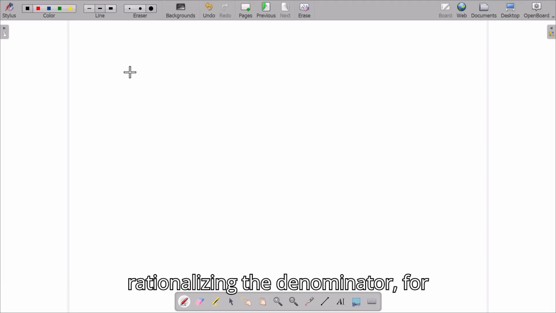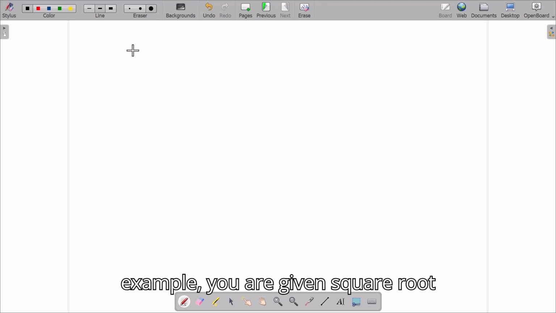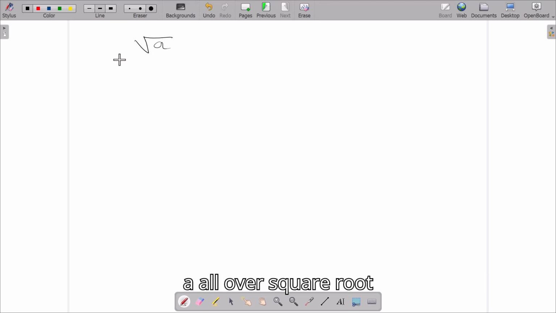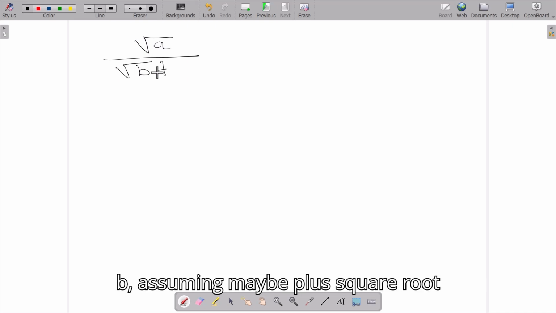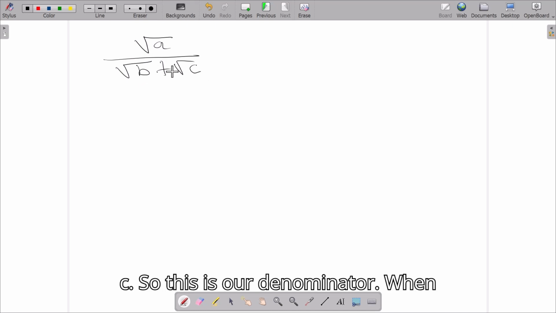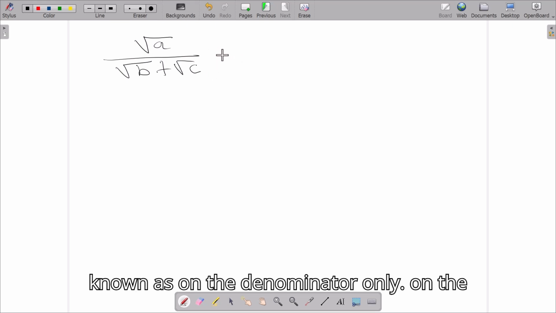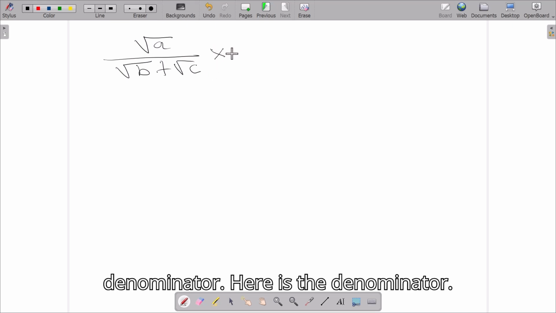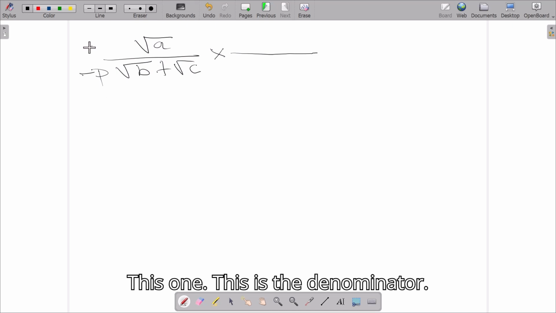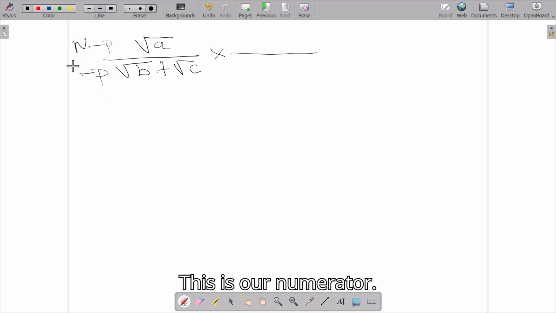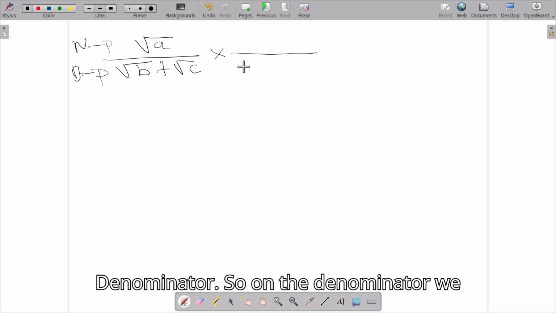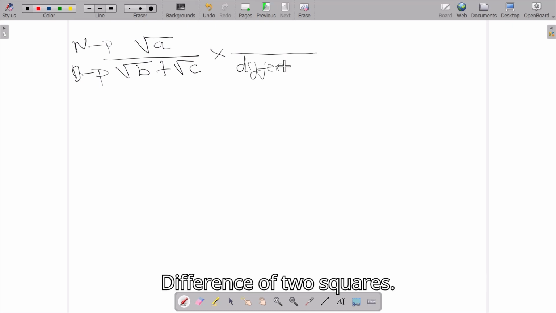In today's video we are going to discuss rationalizing the denominator. When you are rationalizing the denominator, for example, you are given square root a all over square root b, assuming maybe plus square root c. So this is our denominator. When we are rationalizing, we apply a concept on the denominator only. Here is the denominator, this one. This is our numerator, and this is the denominator. So on the denominator, we apply a concept called difference of two squares.